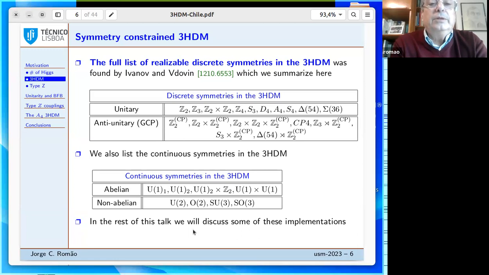Then the full list of the symmetry-constrained 3HDM was given by Ivanov and Nishi, and they gave both the discrete symmetries and the continuous symmetries. Then you have a finite number. They are not one or two, but they are finite, the number of these symmetries. And then you can try to use some of these to constrain your model to reduce the number of parameters. And in the rest of the talk, that's essentially what I'll be doing. I'll choose some of these discrete symmetries and try to see what are the consequences of that.